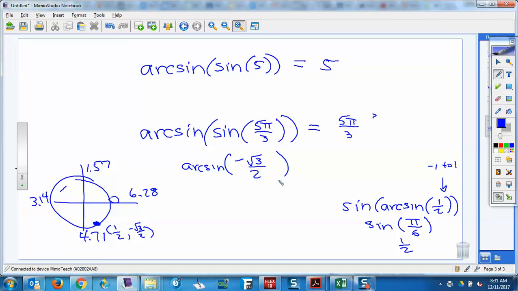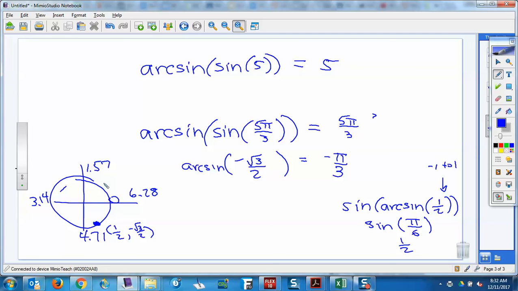Remember, out of arcsine, we always get values from negative pi halves to pi halves. So we're not going to get 5 pi thirds. We're going to get what? Negative pi thirds. We're going to go this way to get to that point, right? So we're going to get out negative pi thirds out of this. We're not going to get 5 pi thirds. We're always going to get something between negative pi halves and pi halves. So that's why that graph bounces back and forth from negative pi halves to pi halves.